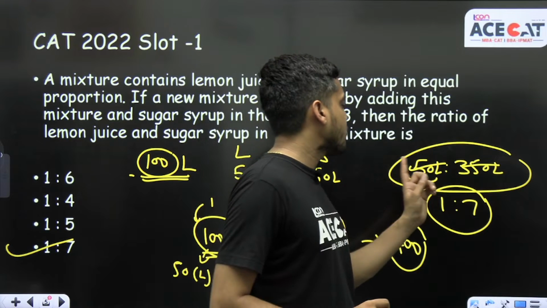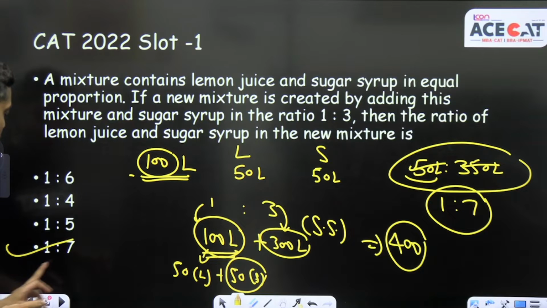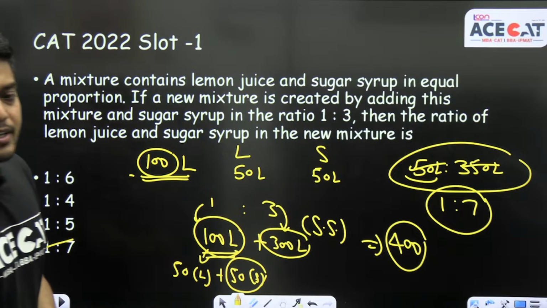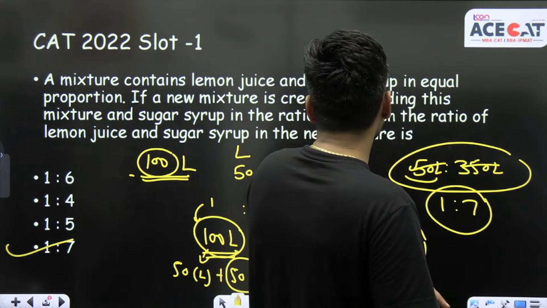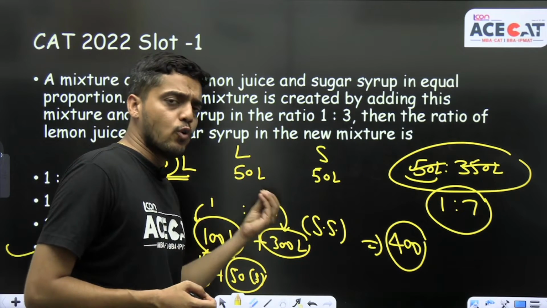So the ratio of quantity of lemon juice and sugar syrup is nothing but 1:7. That's why option D is the correct answer. So I am damn sure it is crystal clear to each and every one, guys. However, this was the easiest method and you should follow this method.